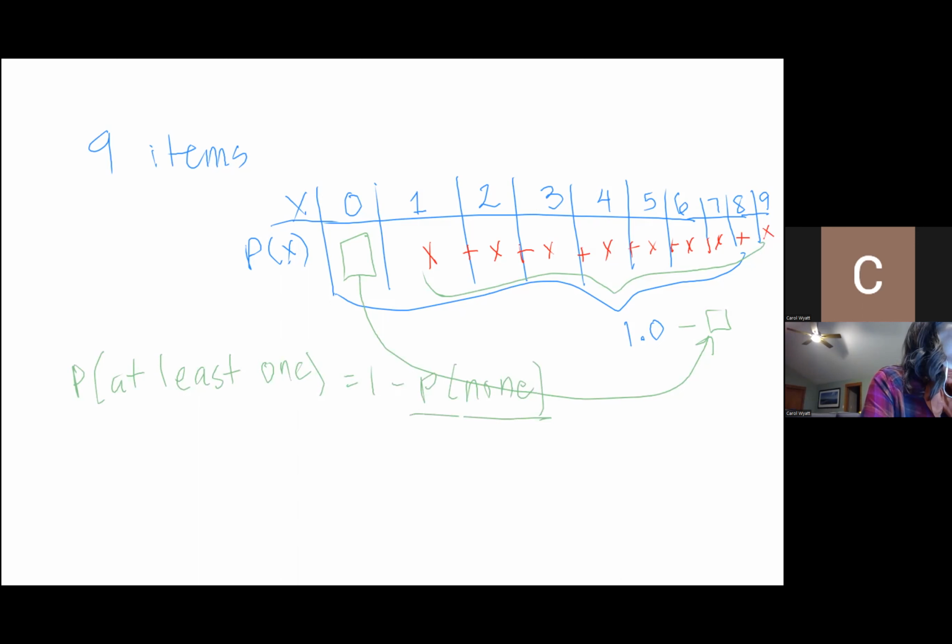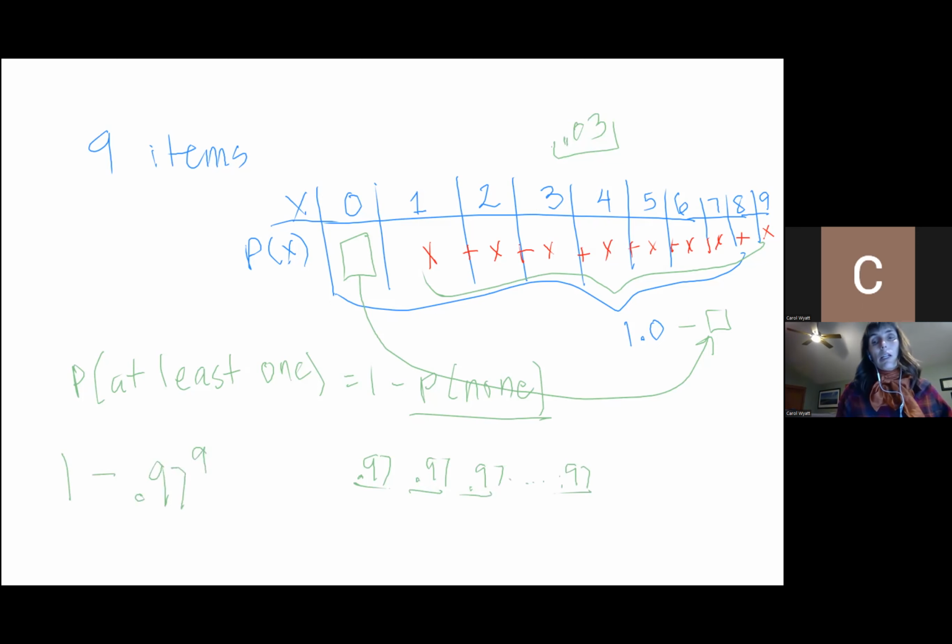Well, in this problem, it says I have a 3% defect rate. No defects would mean the first one's not defective. That's 97% chance of that happening. And the second one's not defective. And the third one's not defective. And I would go all the way up to the 9th one not being defective. I would multiply all that up. So this would be 1 minus 0.97 raised to the 9th power.